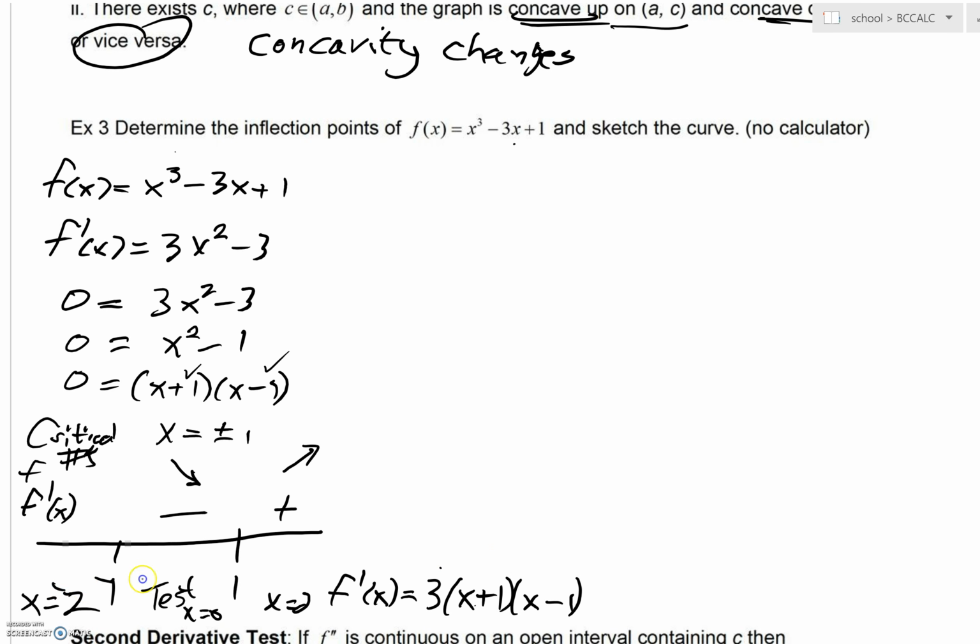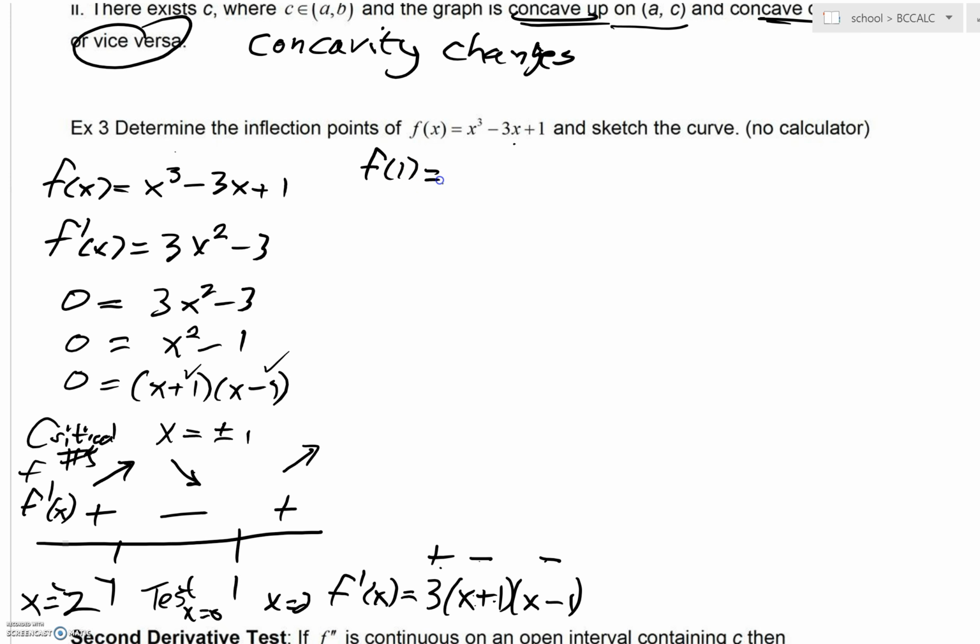Plugging in -2, we'd get this is positive. -2 plus 1 is a negative. -2 minus 1 would also be something negative. A negative times a negative is a positive, times a positive is a positive. So on that interval, we'd have something positive. So hopefully you can see what's happening. Right now, we know where we have maximums and minimums. But let's find out what's happening at those particular values.